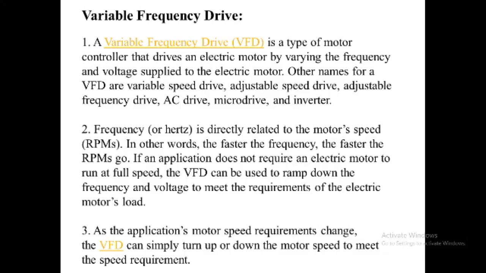The frequency, or hertz, is directly related to the motor speed, that is RPM. In other words, we can say that the higher the frequency, the higher the RPM goes. And if an application does not require an electric motor to run at its full speed, the VFD can be used to ramp down the frequency and voltage to meet the requirement of the electric motor load. As the application's motor speed requirement changes, the VFD can simply turn up or turn down the motor speed to meet the speed requirement.